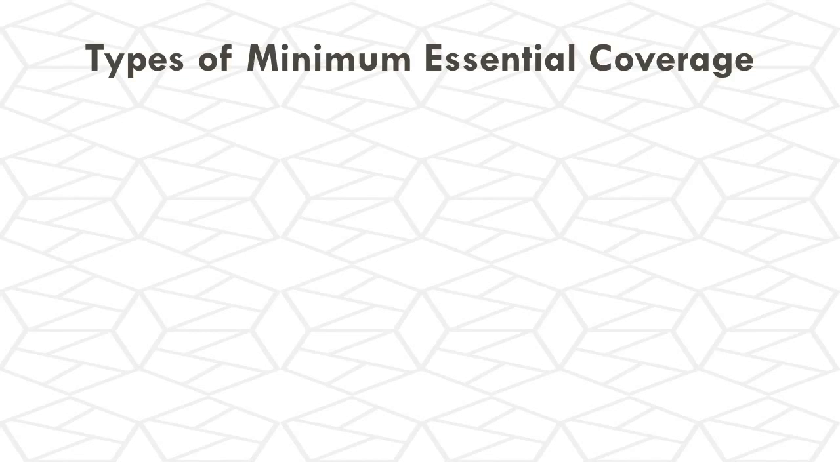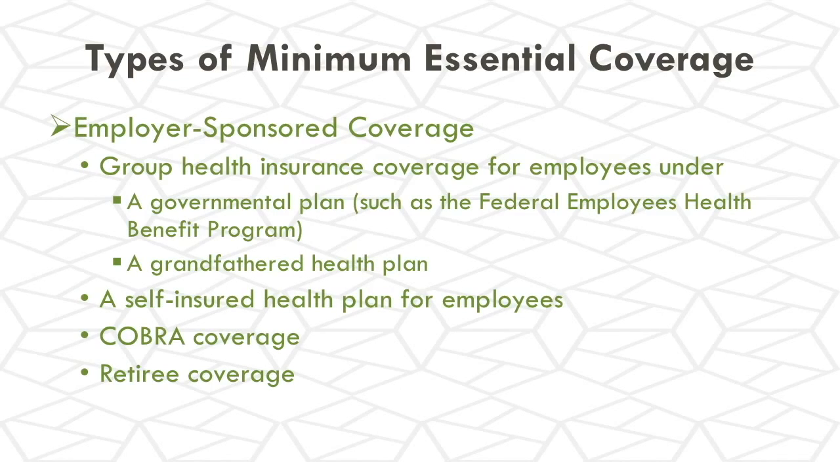So let's look at some different types of categories of minimum essential coverage. First, we have employer-sponsored coverage, and that includes group health insurance plans for employees under a governmental plan or a grandfathered health plan. A grandfathered health plan is essentially a plan that is not MEC, but was sufficient before the Affordable Care Act was enacted, so it's been grandfathered in. It also includes a self-insured health plan that is provided by employers for employees, as well as COBRA coverage, which is coverage that can be purchased by a taxpayer immediately after leaving or getting laid off from a job that continues previous coverage, but usually, unfortunately, at a higher cost. But it does count as minimum essential coverage. And then finally, retiree coverage also falls into this category.